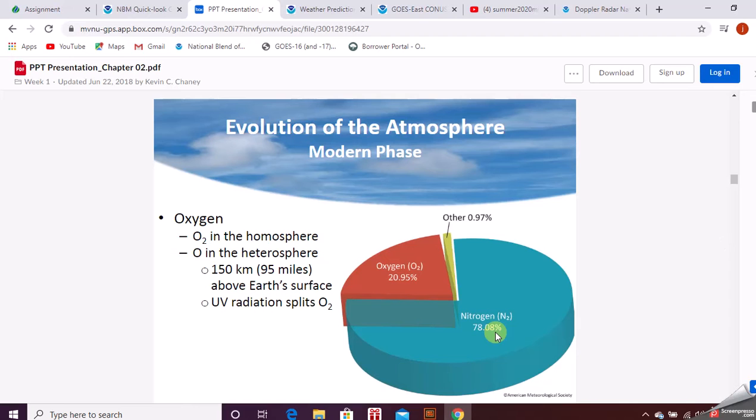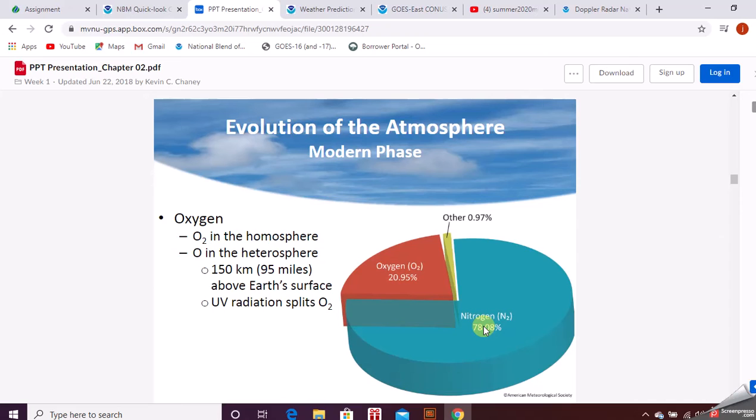It's a lot of nitrogen. 20%, almost 21% oxygen. So really, the rest of the gases in the atmosphere are relatively small amounts. About 99% of the gases in the atmosphere are oxygen and nitrogen. You see this percentage here, 20%? And you see this nitrogen that says 78%?